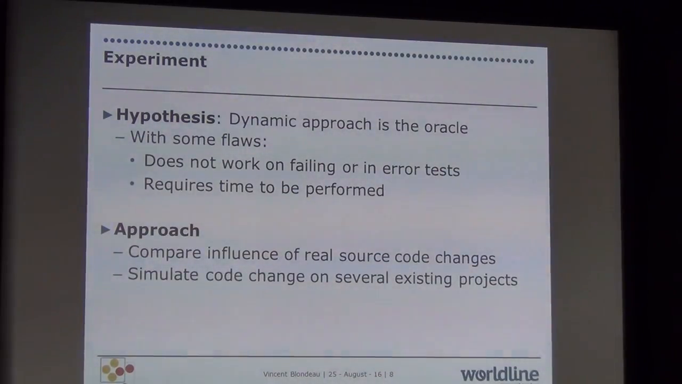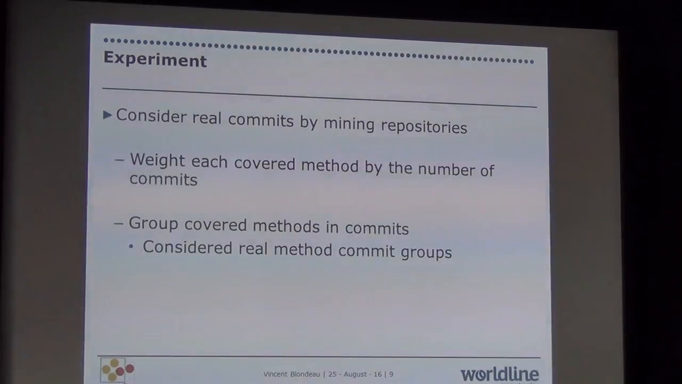So we wanted to compare the influence of real source code changes on these approaches, and we do that by simulating some code changes on some Worldline projects. In fact, we made two experiments by mining the repository. The first one is to weight each covered method by the number of commits, because we have only one version of the source code where we can run the tests with the dynamic approach.